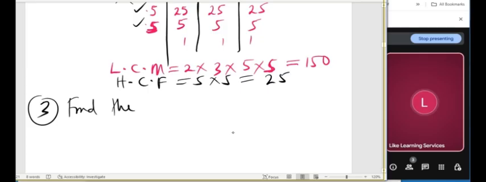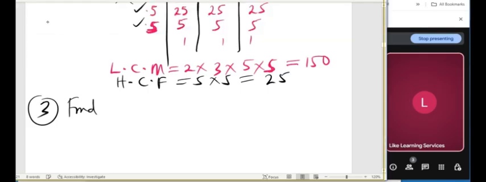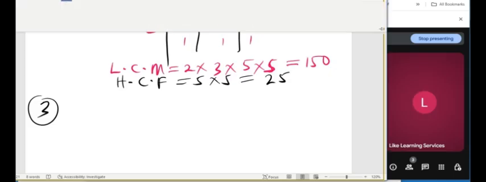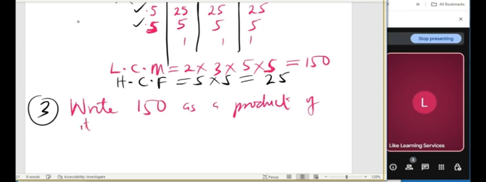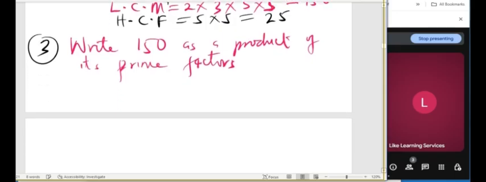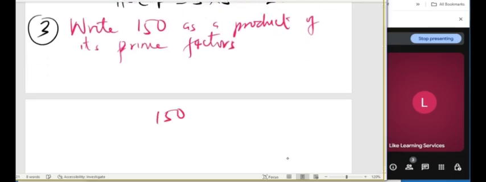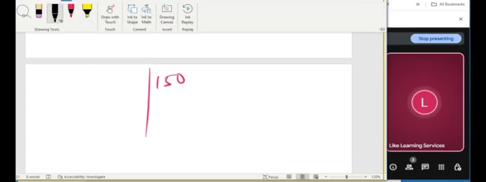Supposing you are asked to write 150 as a product of its prime factors. We just divide it all through, let's start with the smallest.